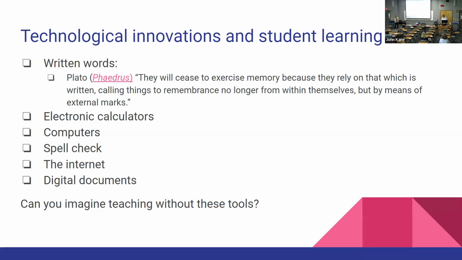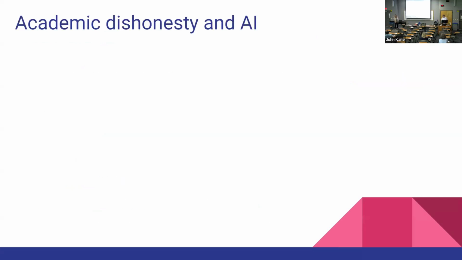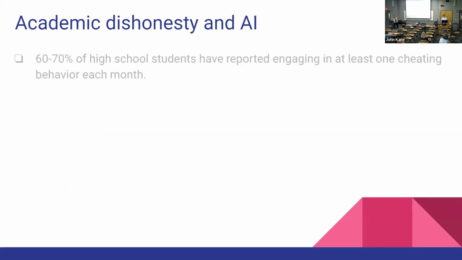And we're seeing a lot of the same arguments about AI right now, that it's going to ruin the ability of students to learn, and it's just going to result in a lot of students cheating, which we should probably address now. And many students do engage in cheating.